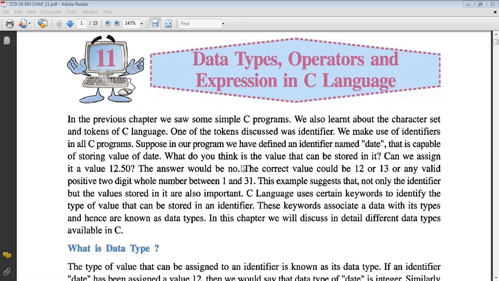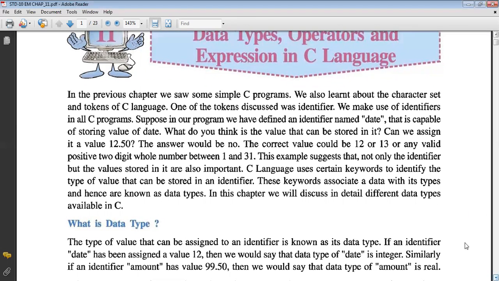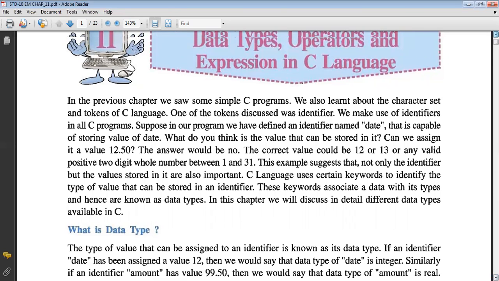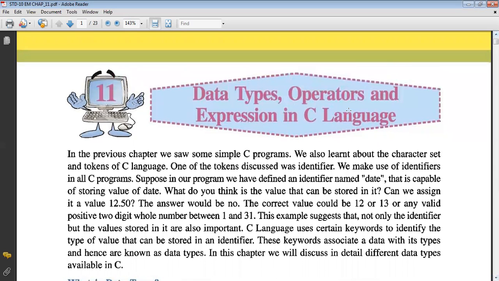In the last session, we completed the introduction to C language. Now you are aware of what C language is, why it was derived, and what the purpose of C language is. It is a programming language, a structured programming language. Today we start our next chapter: data types, operators, and expressions in C language.